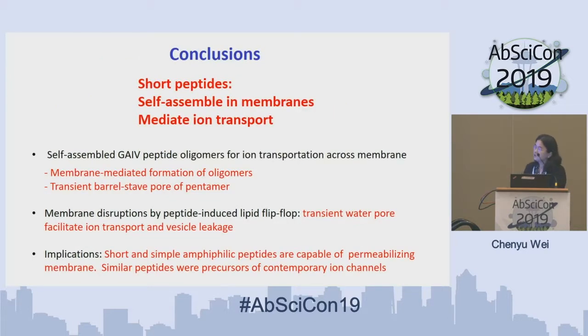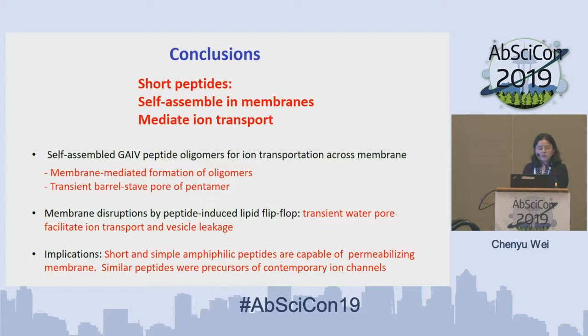So in conclusion, we have studied the self-assembly of short peptides in the membrane. We found they can mediate ion transport in various ways, and that the short peptides can form different oligomer structures through membrane-mediated formation. We found that a transient water pore can be formed through the pentamer structure, and ions can be transported through such a structure. We also found that the membrane structure can be disrupted by peptide-induced lipid flip-flop, and ion transfer is also observed through such a process.